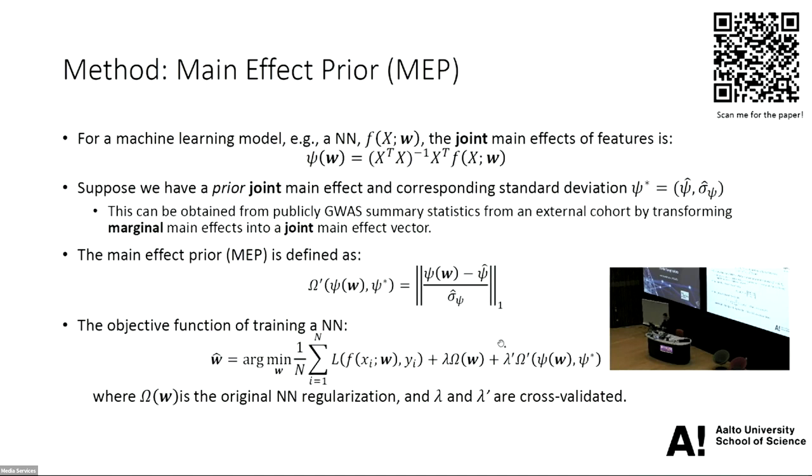To use this main effects prior, we consider it as a new regularization term, and we put it into the cost function of training a neural network. Now we have an additional hyperparameter to cross-validate, which controls the strength of the main effects prior.